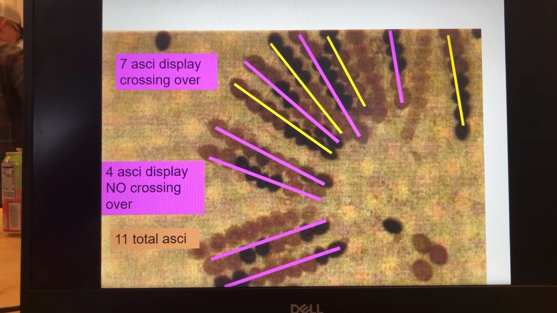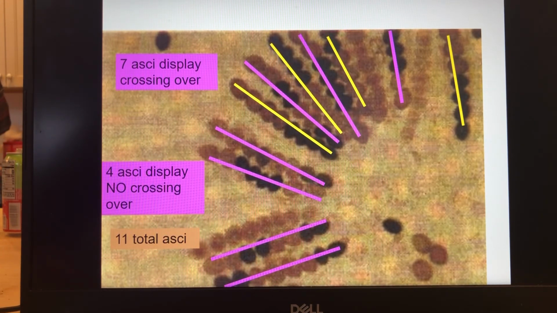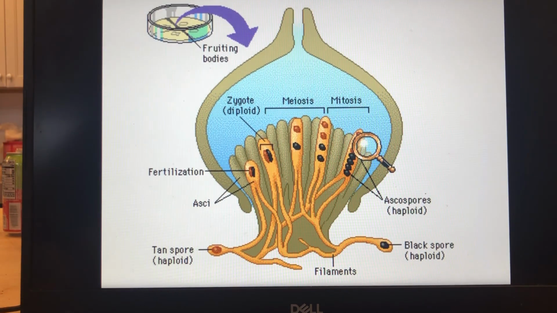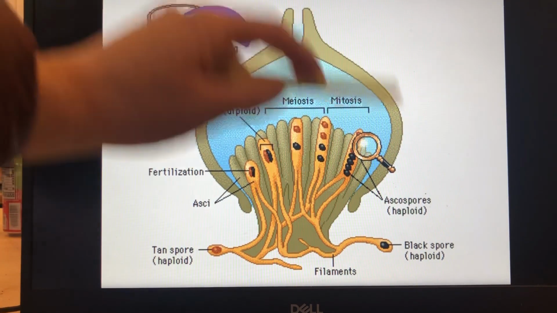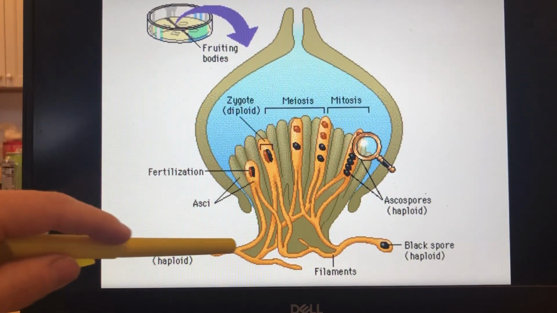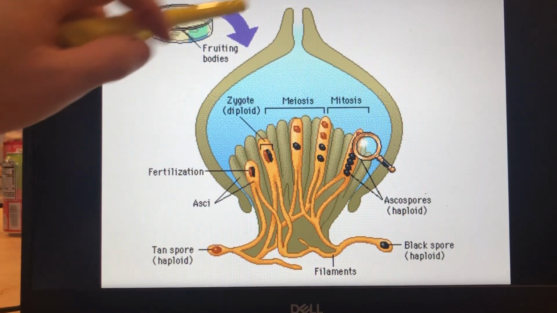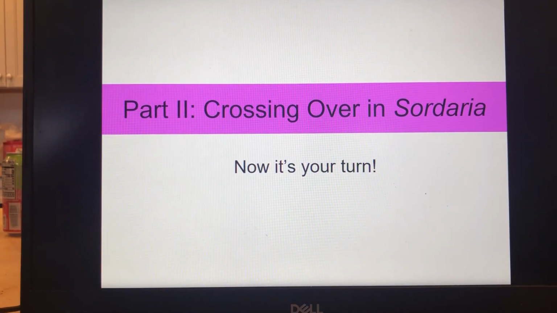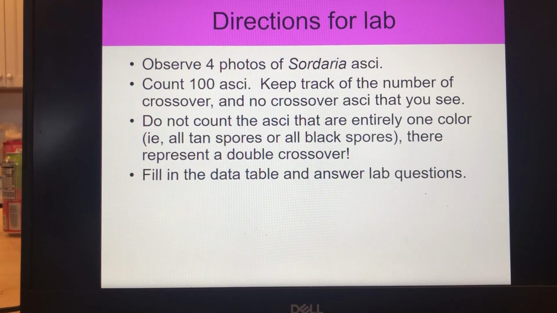We have 4 examples of non-crossing over with a total of 11 asci. Okay? All right, so this again is just showing you the overall picture where you have the ascospores inside of the very, very large perithecium. Okay? So this is what you're going to do. Actually, I'm going to pause this and come back to you with another video.